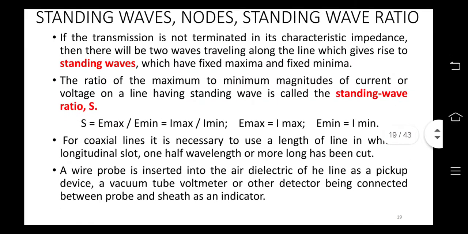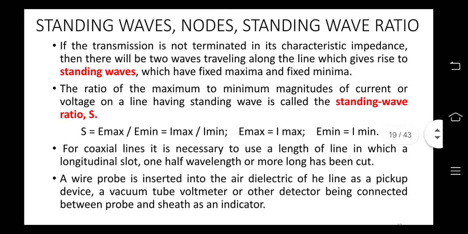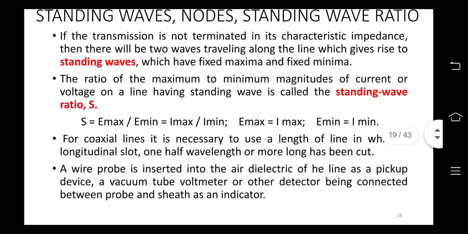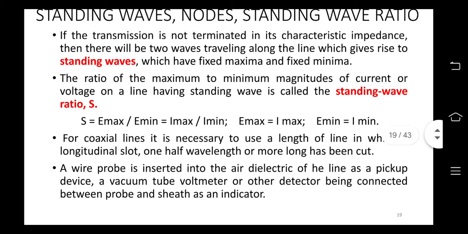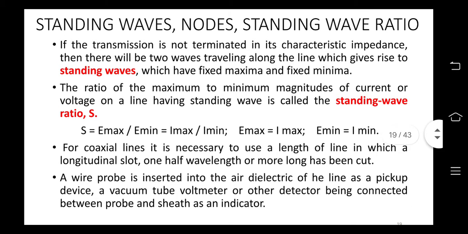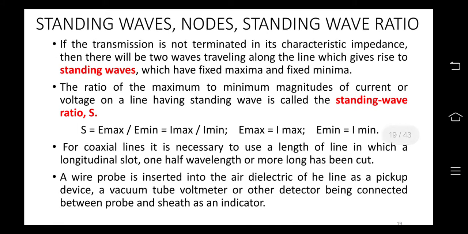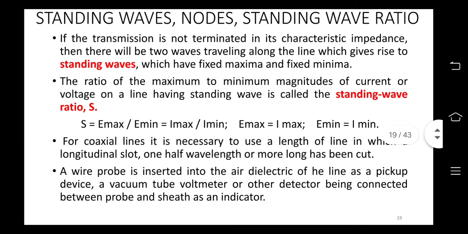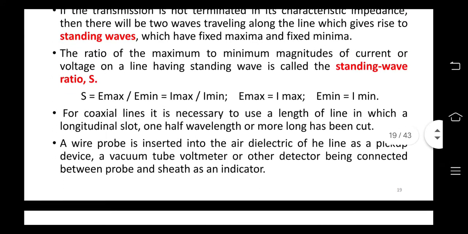Standing waves, nodes and standing wave ratio. If the transmission line is not terminated in its characteristic impedance, then there will be two waves traveling along the line, which gives rise to standing waves, which will be the forward traveling wave and the reflected wave, which will have a fixed maxima and a fixed minima. The ratio of the maximum to minimum magnitudes of current or voltage on a line having a standing wave is called the standing wave ratio. So, S equals Emax by Emin or Imax by Imin. Your Emax and Imax are equal and Emin equal to Imin.